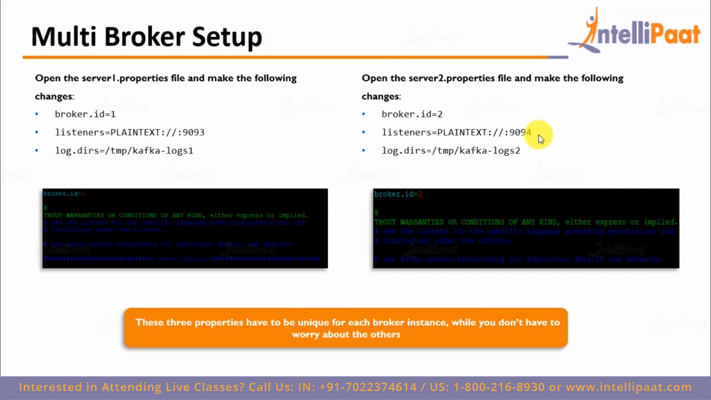So the first broker was listening to port number 9092. The second broker was listening to port number 9093. And this broker which we've created would be listening to port number 9094. And again, we'll make changes over here. So we'll change this to kafka-logs2.